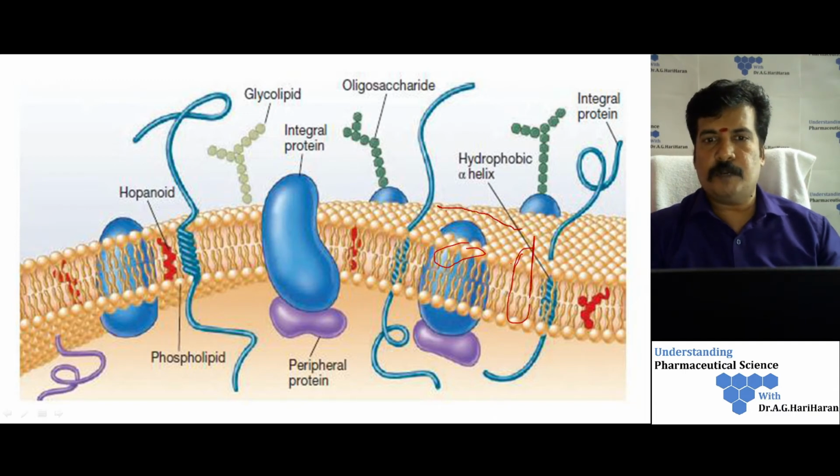Because it is a phospholipid bilayer, it has a hydrophilic head and a hydrophobic tail portion. The hydrophobic tail portion is beneath, because outside, water will be present, and the inside cytoplasm is also hydrophilic in nature, so the hydrophobic part will be inside. This is the phospholipid bilayer. And to maintain the fluidity, it carries certain ring-structure compounds called hopanoids, like steroid ring structures.